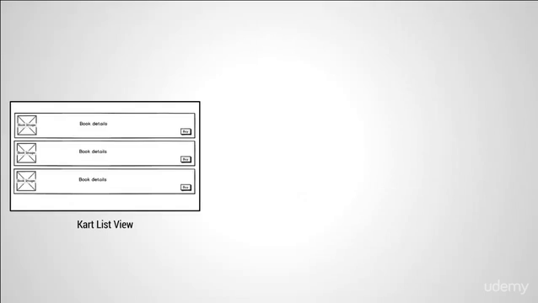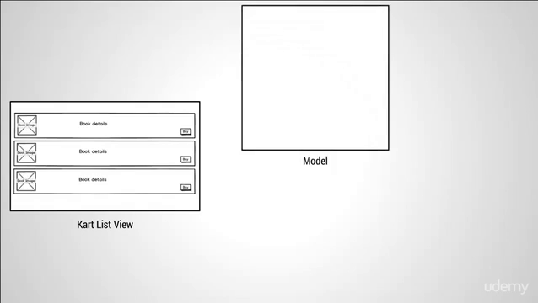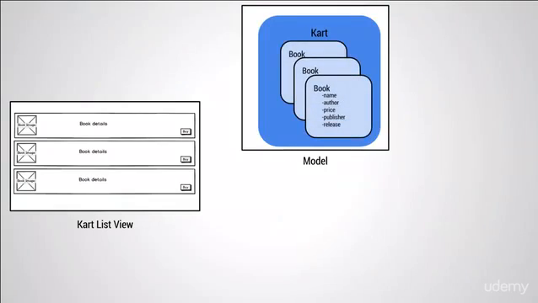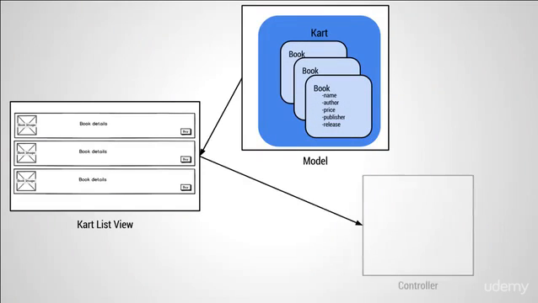And lastly, the cart list view itself looks self-explanatory. This view will be rendered using a collection of books in the cart model. When the user clicks on the buy button, this activity will be handled by the cart list controller. Okay guys, in this lecture, we did some analysis to find the models, views and controllers in our application. We'll take this initial analysis further to code our application.